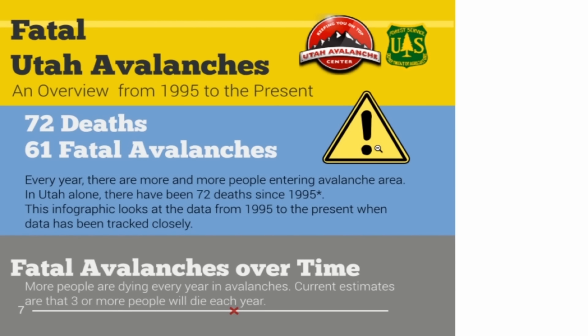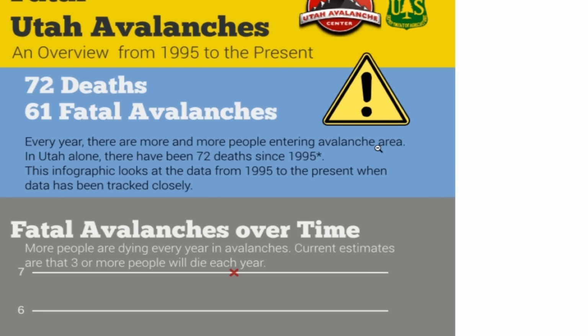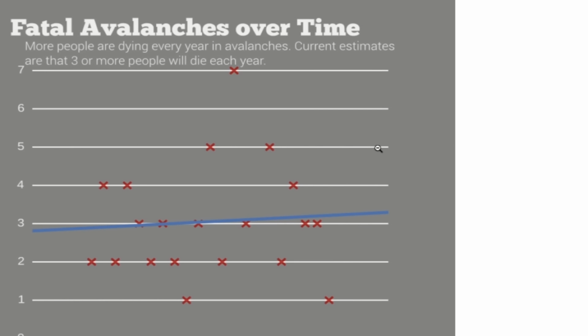In this section, we're going to be looking at an infographic I did for the Utah Avalanche Center. This infographic was created by crawling the data on the Utah Avalanche Center website, processing it using Python, creating some charts, saving them as SVGs, and editing them in a tool called Inkscape to create this infographic. So you can see this talks about the deaths from 1995 to the present. And we have some summary statistics up here. We have a little plot of deaths over time.